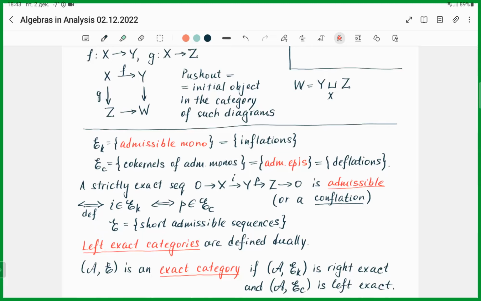Left exact categories are defined dually. We start with E_C. We define axiomatically the class of admissible epimorphisms. And in particular, we require that the pullback of an admissible epimorphism should be an admissible epimorphism. And finally, we say that A, together with a distinguished class of short sequences, is an exact category if it is both right exact and left exact.